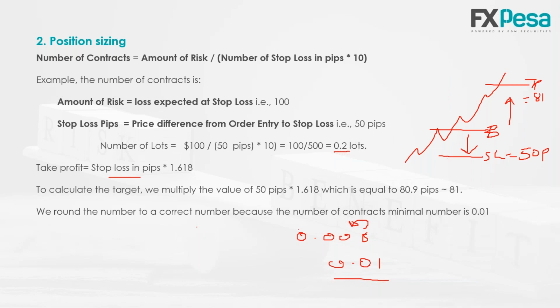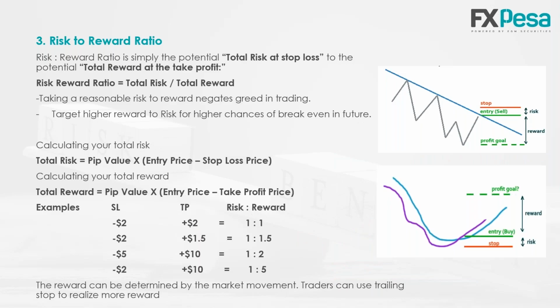Aspect number 3, risk to reward ratio. So what is risk? What is reward? Risk is the amount which you'll be losing if your order hits the stop loss. Look at the example here.